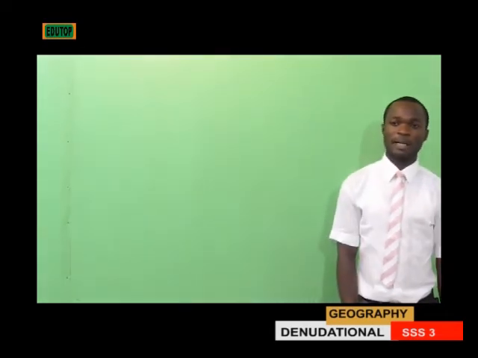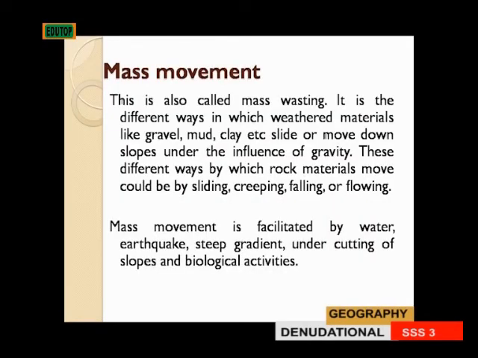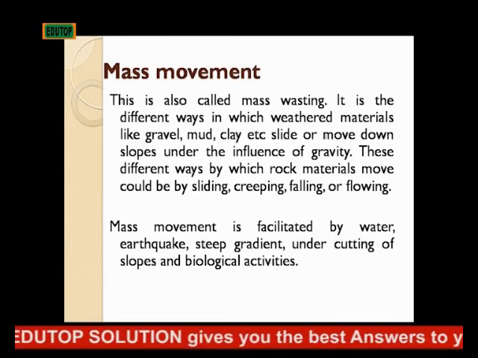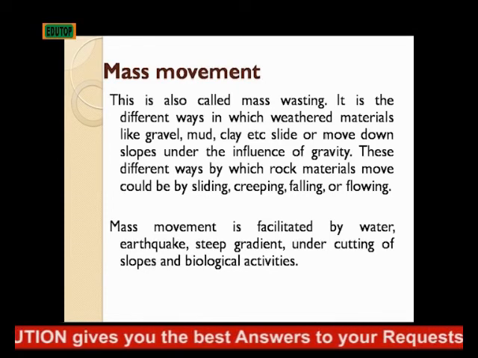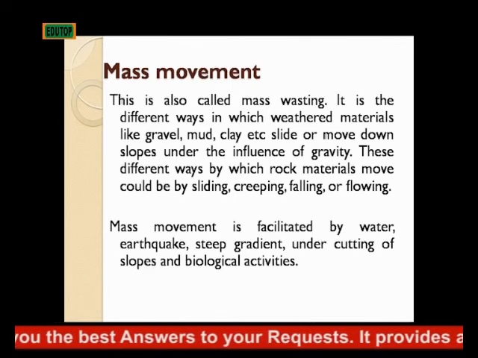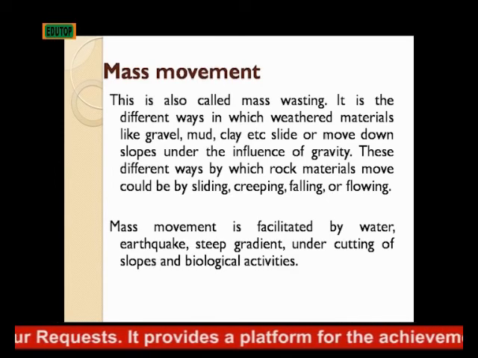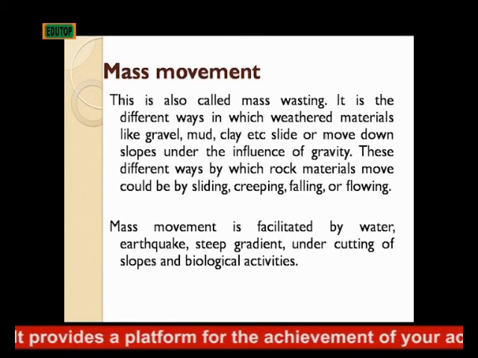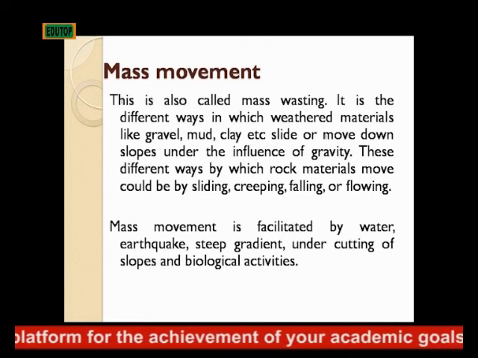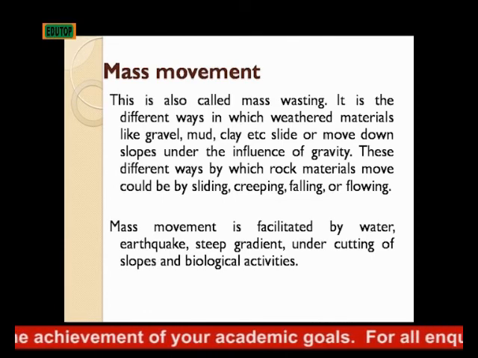Now let's look at mass movement. Mass movement could also be called mass wasting. It has to do with the different ways in which weathered materials like gravels, mud, clays, etc. move down slopes under the influence of gravity. This movement of rock materials could be by sliding, creeping, falling, or flowing. Mass movement is also facilitated by water, earthquakes, steep gradients, undercutting of slopes, and biological activities.